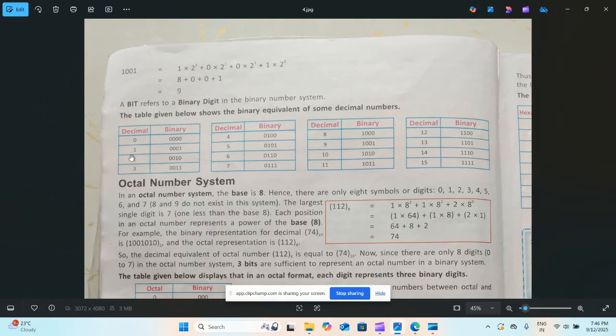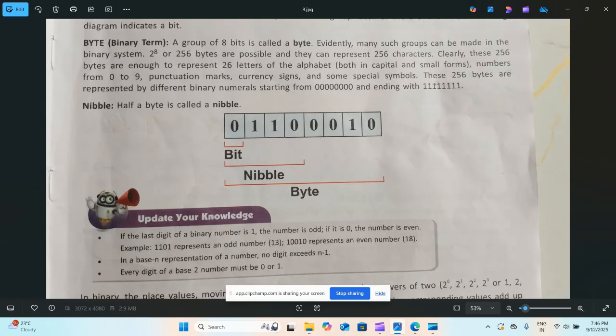See, for 1, the last digit is 1. For 3, the last digit is 1. For 5, the last digit is 1. For 7, the last digit is 1. For even numbers, the last digit is 0. Okay, observe this. Correct? Yeah. So you can just remember that.